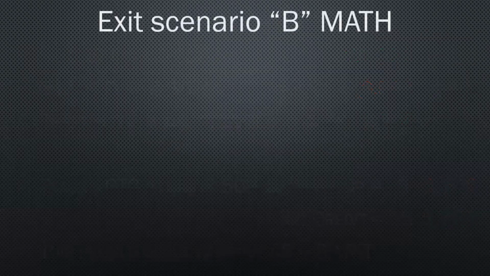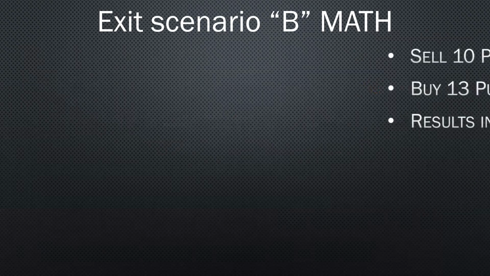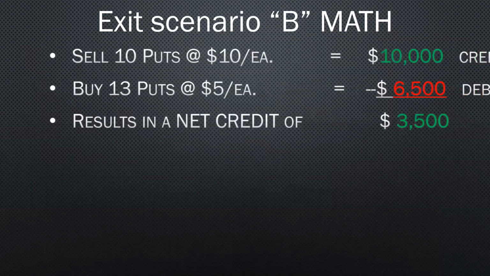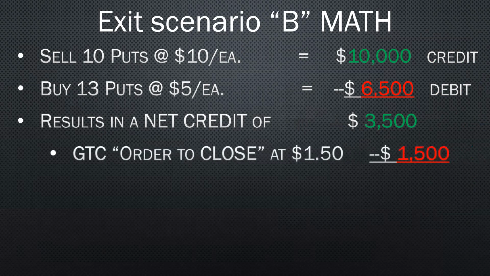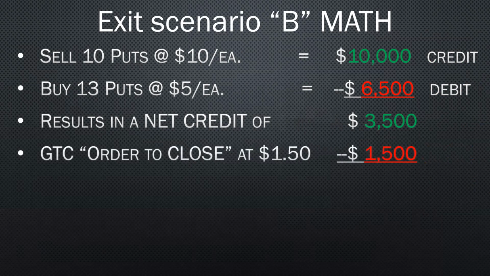All right, so now let's look at exit scenario B. We're going to be doing the exact same thing. We're going to sell 10 of the $10 puts at 120 days out. We're going to buy 13 of the $5 puts at 90 days out. We're going to have a credit of $3,500. We know all about that. We're going to put an order to close, a good till cancel order, at $1.50.